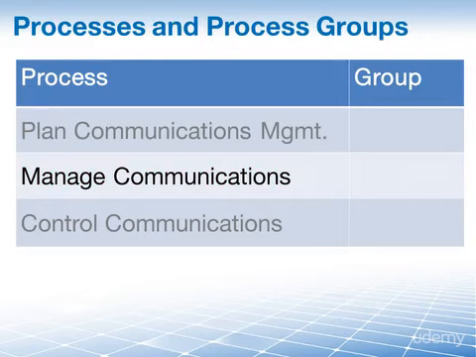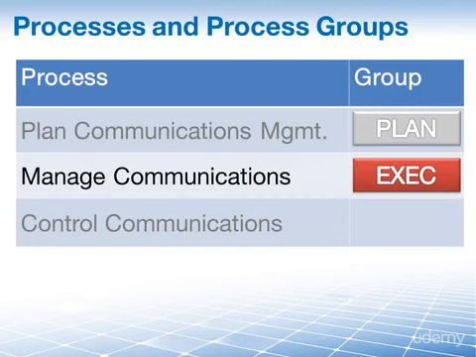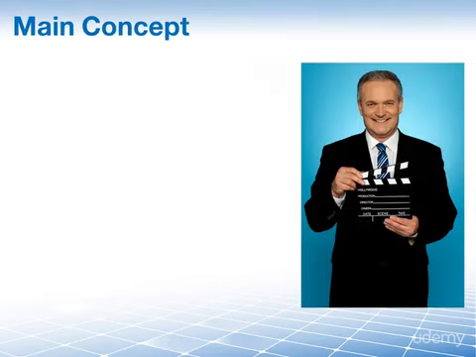In our previous lesson, we covered the first of these 3 processes, Plan Communications Management. This is part of the planning process group. Right now, we focus on the second process, Manage Communications, which is under the Executing process group. And then in our final and next lesson, we cover Control Communications, which is part of the Monitoring and Controlling process group.